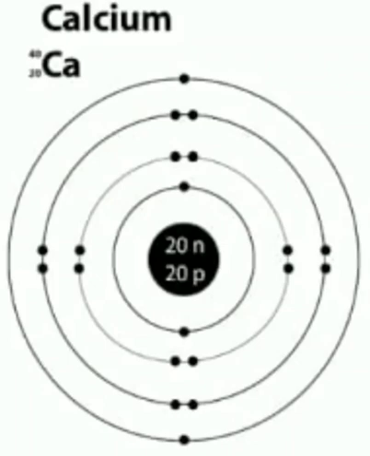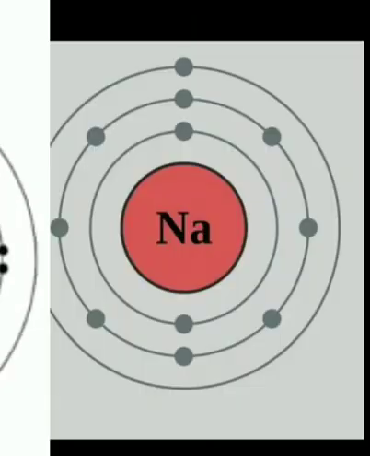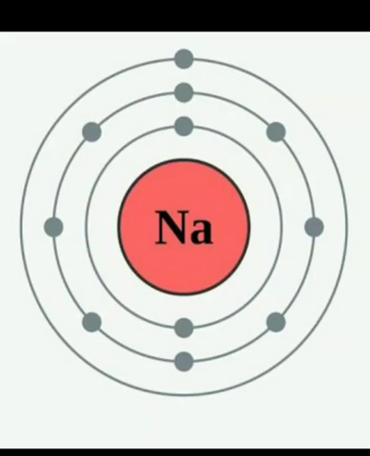When the first cell is completed with 2, the electrons jump to the next cell. When the L cell is completed with 8 electrons, they jump to the next cell. So the atomic number is 20 and the electronic configuration is 2, 8, 8, 2. Then see the next example, sodium, whose atomic number is 11. The electronic configuration is 2, 8, 1, that is 2 plus 8, 10, plus 1, 11.